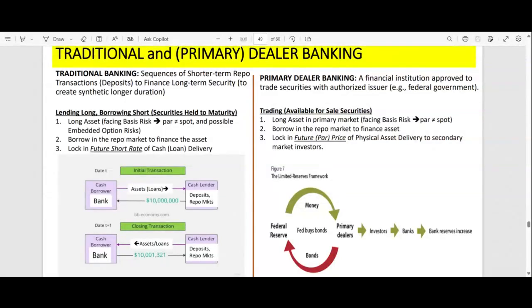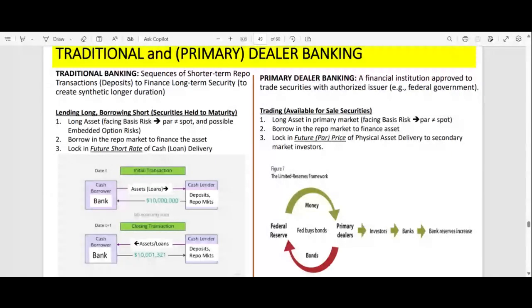So the Fed will always buy those bonds from the primary market dealers. They are considered short-term financing from the point of view of the bank. All right. So don't confuse your perspective as a depositor with the bank's perspective of using your funds as a short-term loan.